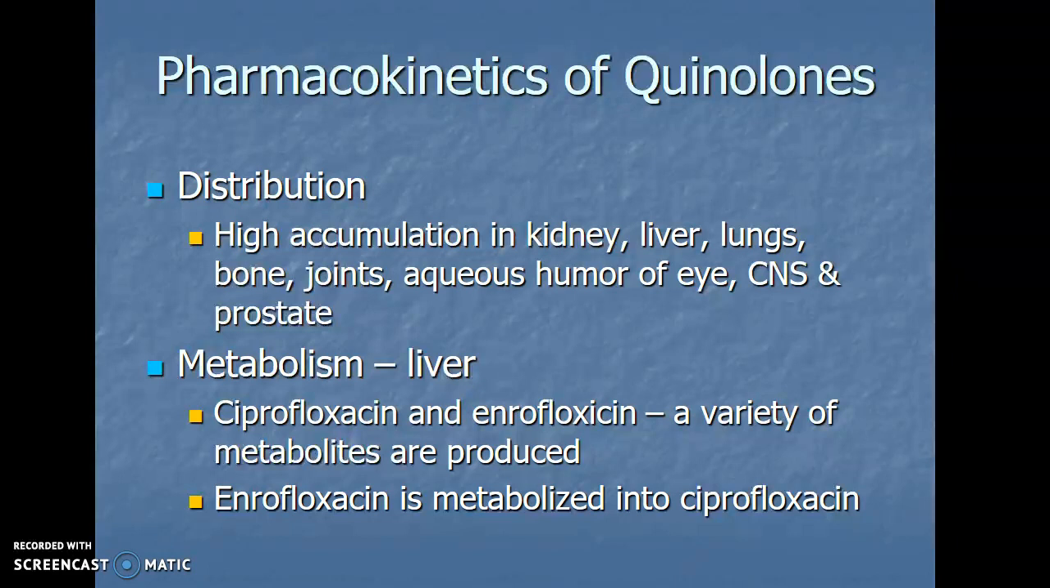It is metabolized in the liver. It's not that you need to know a whole lot about that, but ciprofloxacin and enrofloxacin are metabolized, and there's a variety of metabolites. Enrofloxacin tends to be metabolized into ciprofloxacin. So at least like 40% of it is metabolized into that in small animals. And so sometimes veterinarians will just reach for the ciprofloxacin.